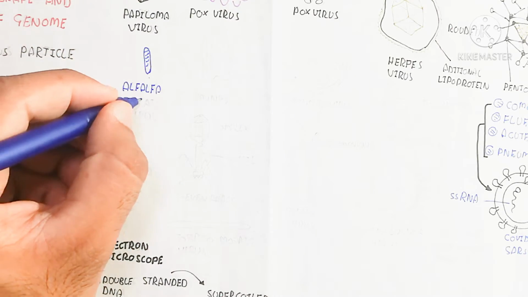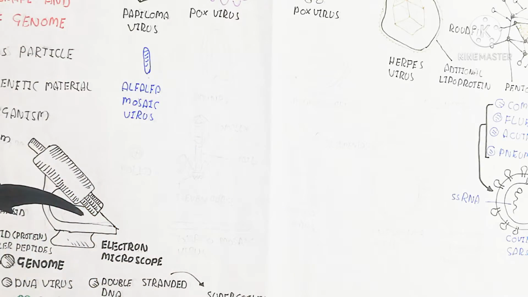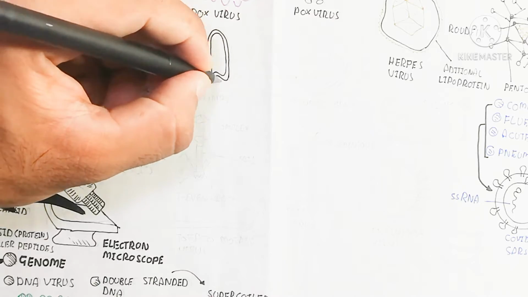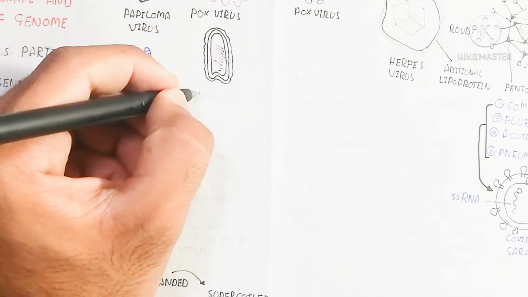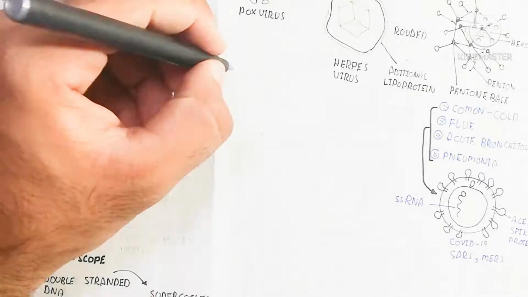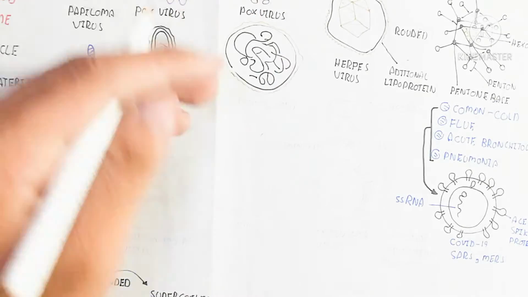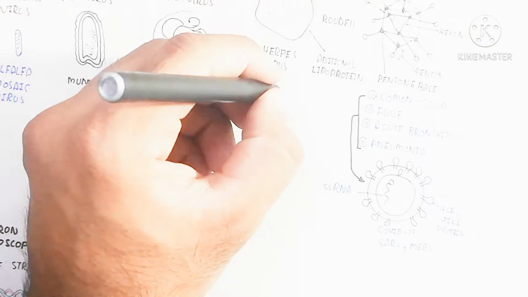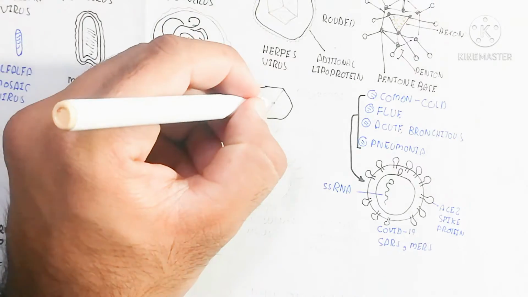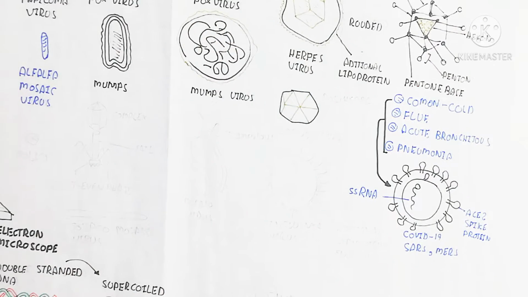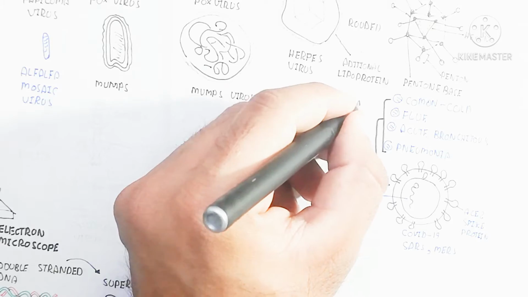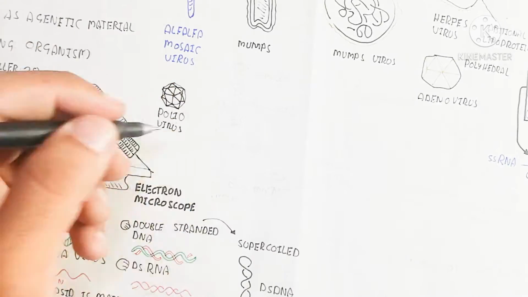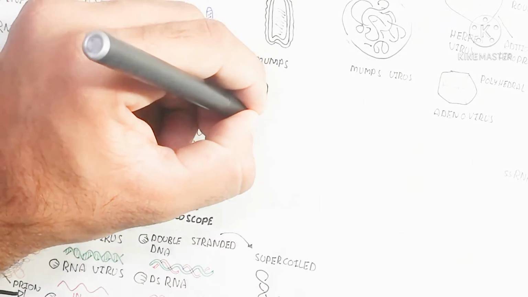So here is the alfalfa mosaic virus, which causes disease on grass, while mumps is another virus which causes disease, and the mumps virus looks like this. So here is the adenovirus. Adenovirus structure is like this. It is polyhedral, so polyhedral means many capsomeres are present on the head.